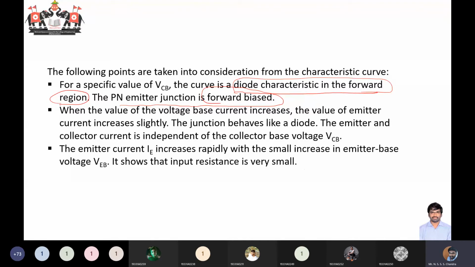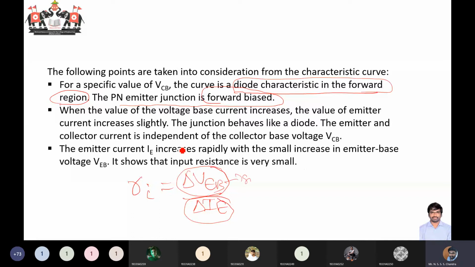If you increase VCB, obviously the graphs shift, but for smaller voltages it is more or less independent, and IE increases rapidly with a small increase in VEB. So your IE is mostly dependent upon your VEB because it's an exponentially increasing graph. A small change in VEB gives a large change in IE. Your input resistance is delta VEB by delta IE, so for a small change in delta VEB there will be a large change in delta IE. So will the input resistance be a small value or a large value?